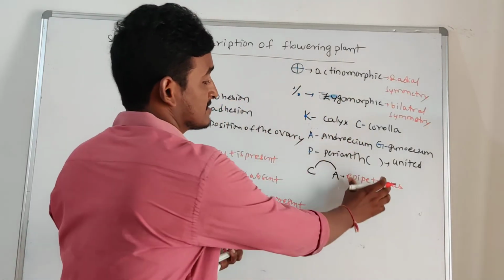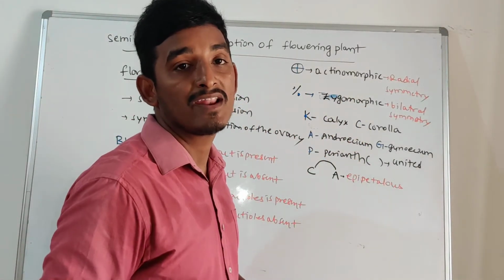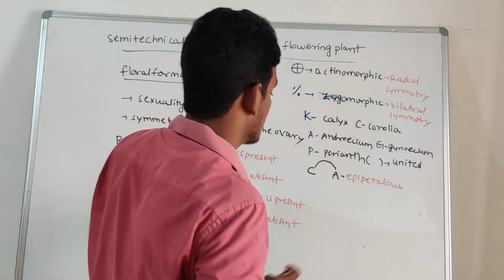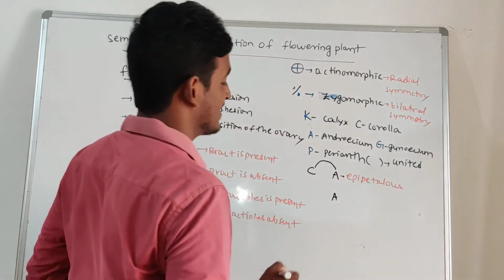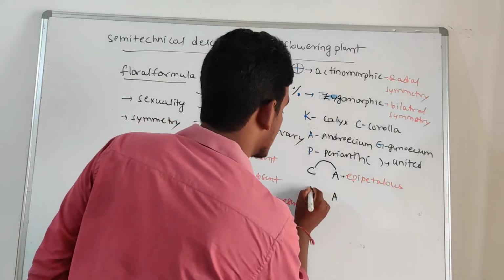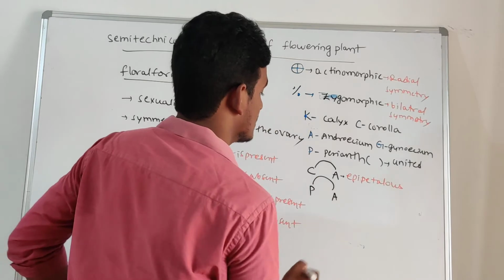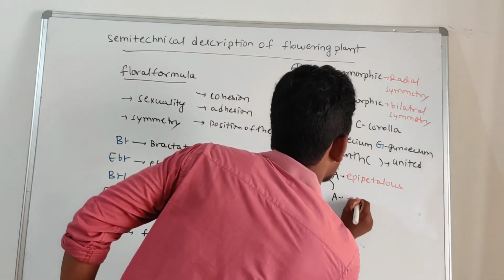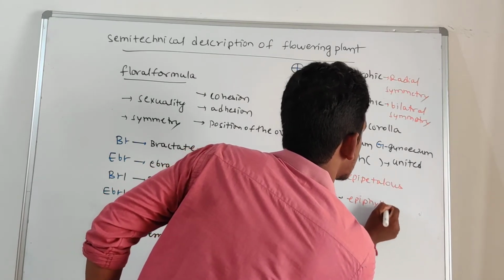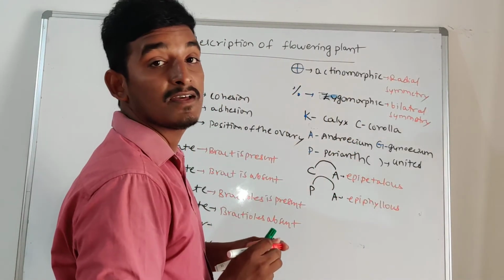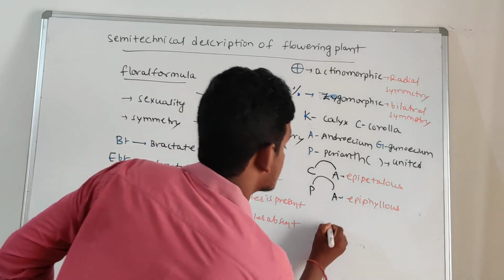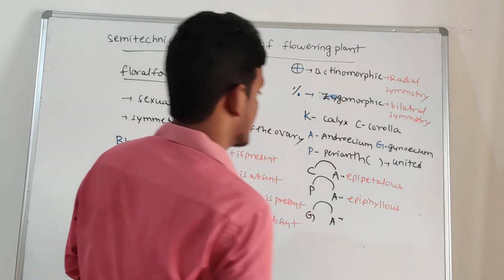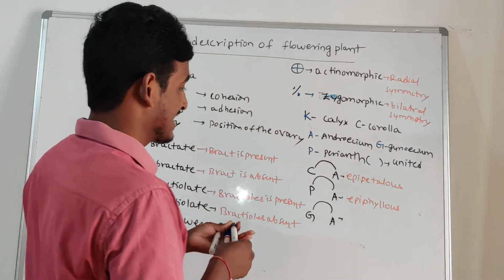This epipetalous condition is found in the Solanaceae family. If you see in the Liliaceae family, we will find epiphyllous. The stamens are attached to the perianth. So this type of condition we call as epiphyllous. It is found in Liliaceae. If the stamens are attached to the gynoecium, then this type of condition we call as gynandrous.